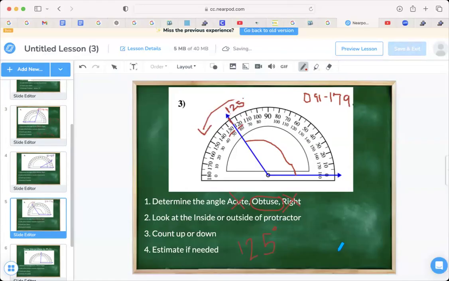All right. So one last time, let's go through our steps. We have to determine what type of angle it is. Is it acute, obtuse, or right? Then that tells me what degree I'm looking at. Am I looking on the inside or on the outside? Am I counting up or counting down? And then I'm going to estimate my answer.